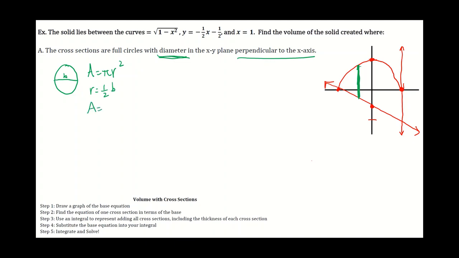So I get area equals pi times (b over 2) squared. Go ahead and simplify as you go. So that's pi b squared over 4. So each slice has an area of pi b squared over 4. So that's the area of a slice. And if you think about the volume of one slice, the volume of a slice is the area times the thickness of that slice.